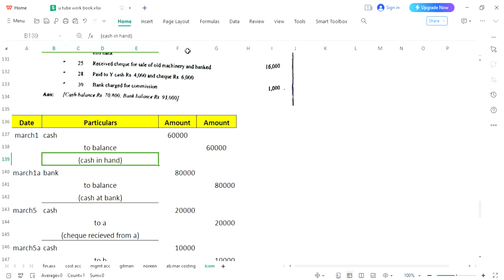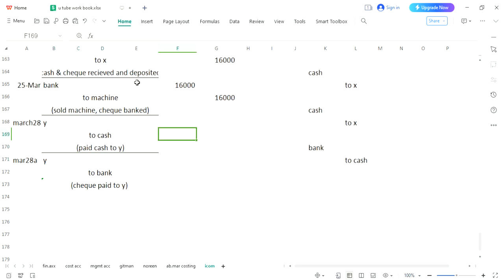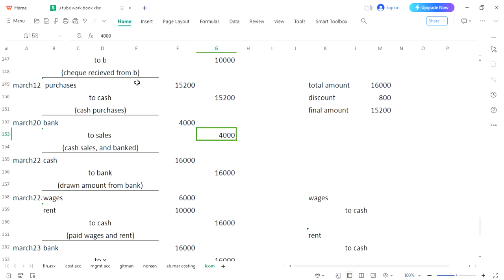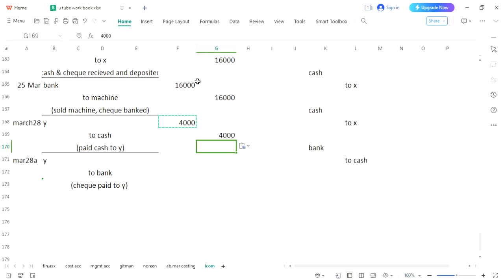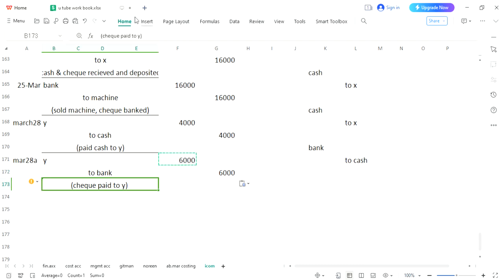Let's write down the amount. You have paid Y cash 4,000. Just put 4,000 over here, and same amount you are going to write on credit side. While amount of check was 6,000, so we will write 6,000 on debit side, and same amount we are supposed to write on credit side. So in this way, guys, March 28A entry has been completed, which is Y to bank.